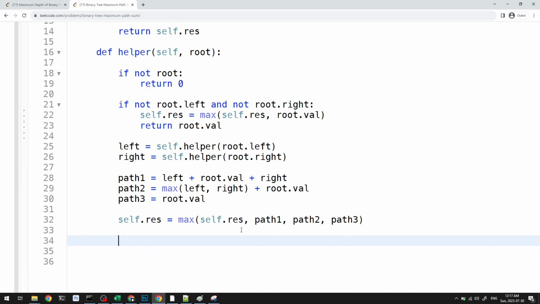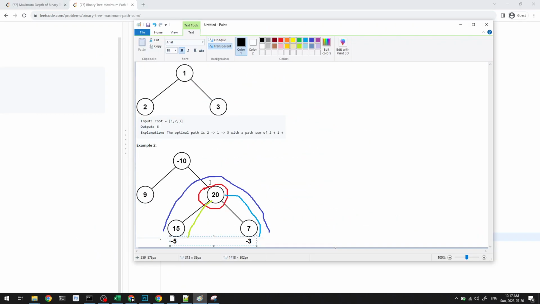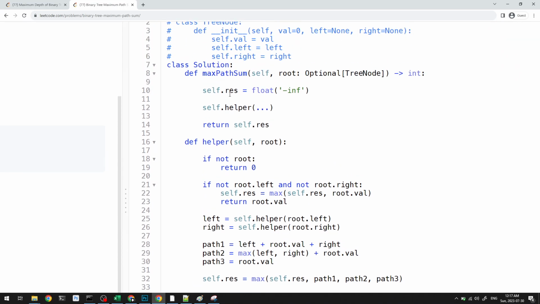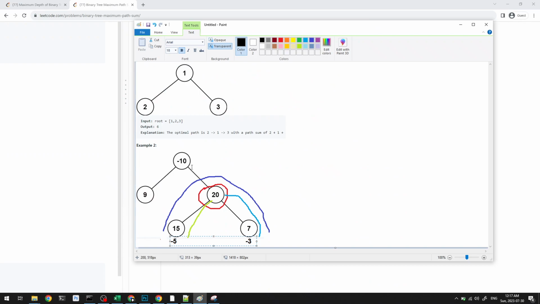Now that we have that, consider where this is being called from. This 20 call is being called from this 10 over here. So what I want to return to this 10 is the maximum that I can get from this 20 call over here, like the right-hand child. It would be incorrect for me to return self.res. We never return self.res. We only return self.res from the main function. From the helper function, we're only returning what the parent is expecting.